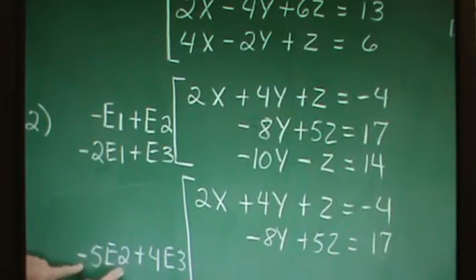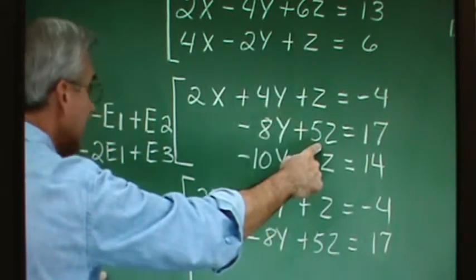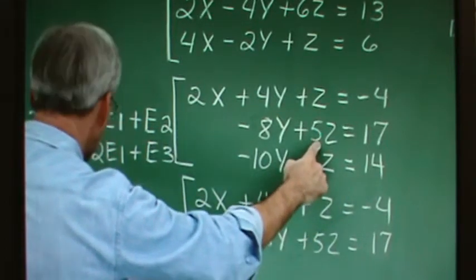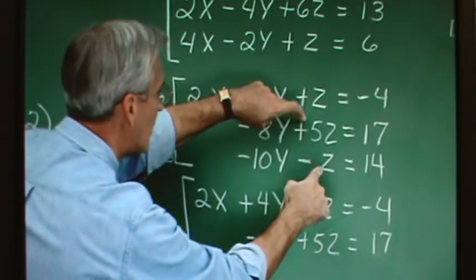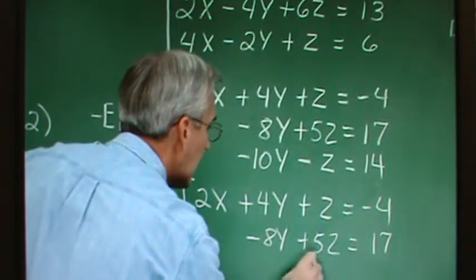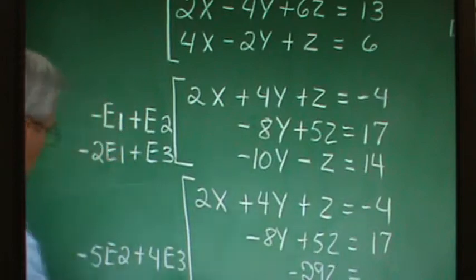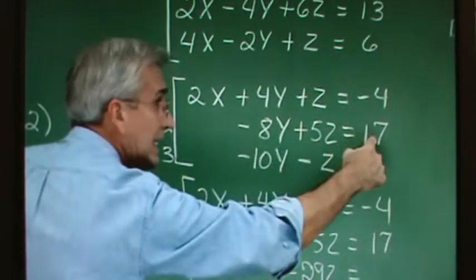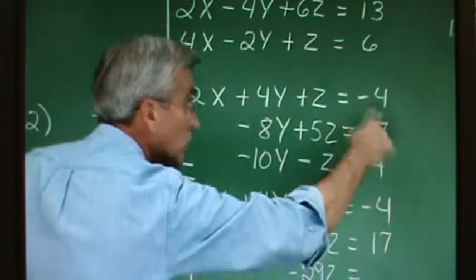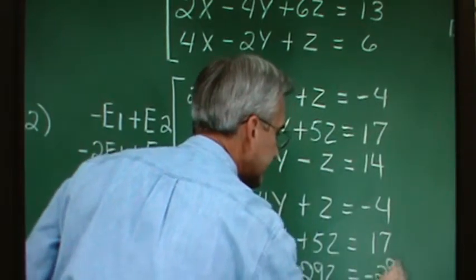All right, let's see. Negative 5 times equation 2. Negative 5 times 5 is negative 25. Then I want to add 4 times equation 3. So I have to keep track of this negative 25 and then minus 4z. So negative 25 minus 4, oh, that's negative 29z. And now, negative 5 times 17, calculator time, and then plus 4 times 14 is what we want to add. With a calculator, we find out that that turns out to be negative 29.